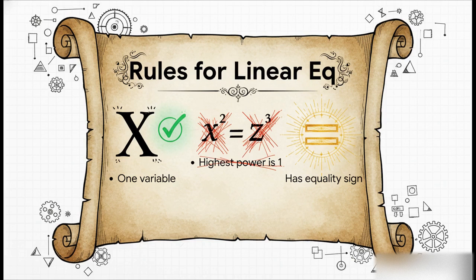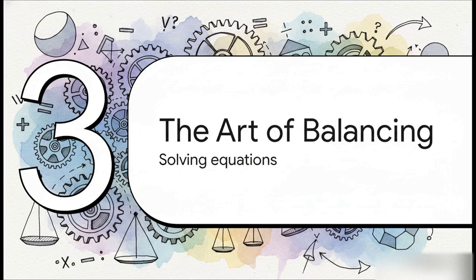And of course, it's got to have that equality sign. 2x plus 1 equals 7? That is a perfect linear equation. But x squared plus 1 equals 0? Definitely not linear. All right, Section 3, the art of balancing.